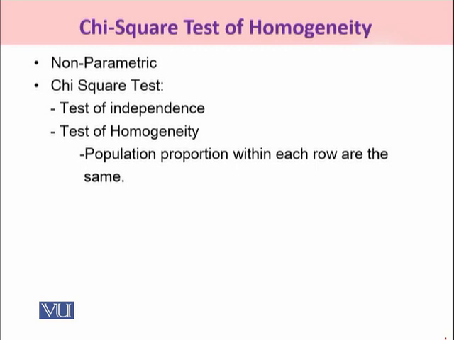So if you have different categories given in rows and columns of a contingency table, then your purpose is to check, in each row, whether the population proportions are identical or they are different from each other. So for that matter, we will make use of the Chi-square test to test that homogeneity of proportions within rows.